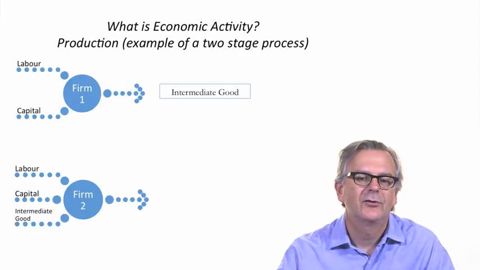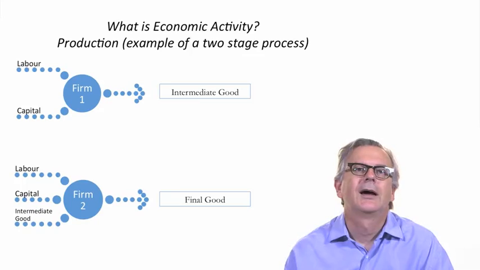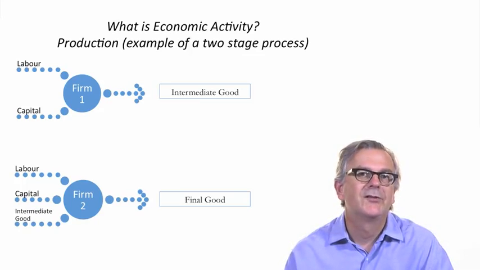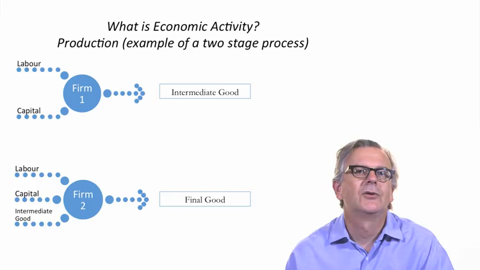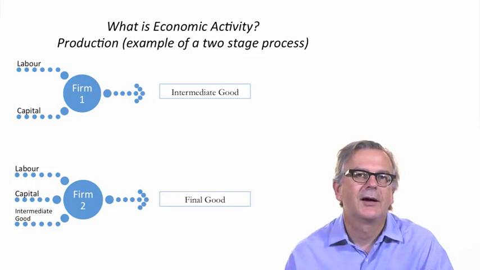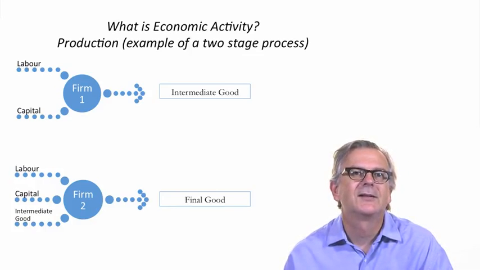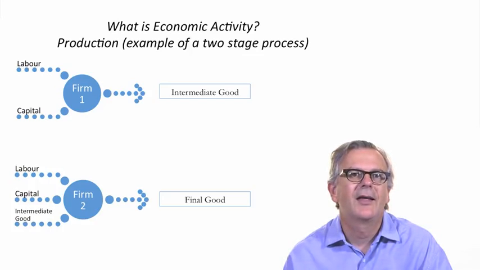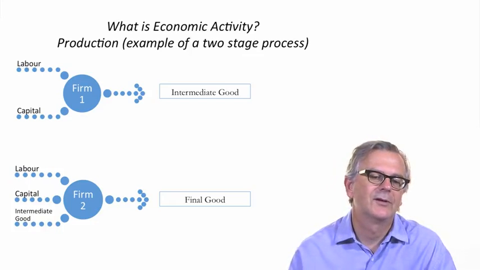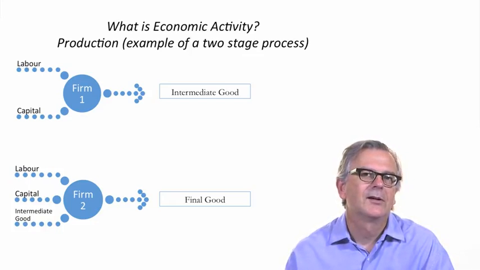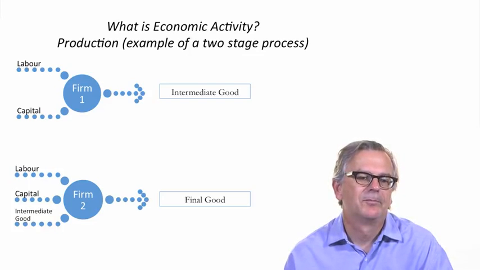So think of the following situation. We'll have 2 firms. Our first firm, the first stage of the production process, is in the business of producing what we'll call an intermediate good. An intermediate good is not something that's purchased by consumers, it's something that's purchased by other firms who use that intermediate good as an input into their production process. So let's go back to our first firm.